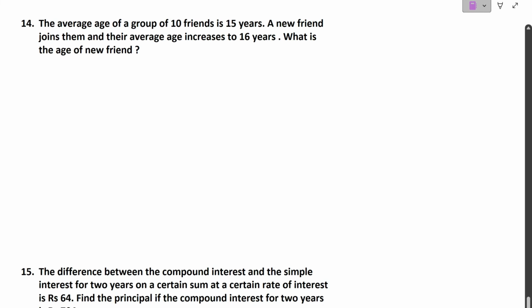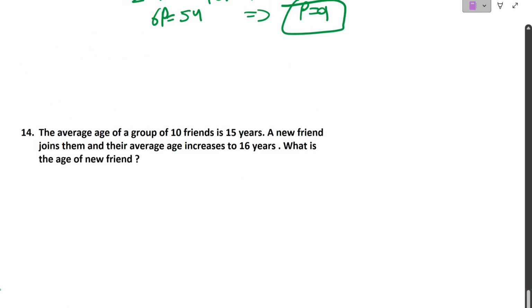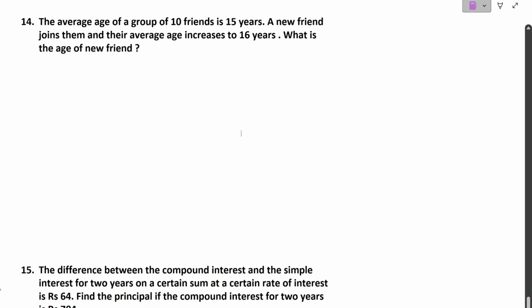Next question. The average age of a group of 10 friends is 15 years. A new friend joins them and their average age increases to 16 years. What is the age of the new friend? This is a question based on averages. What is the formula for average age?